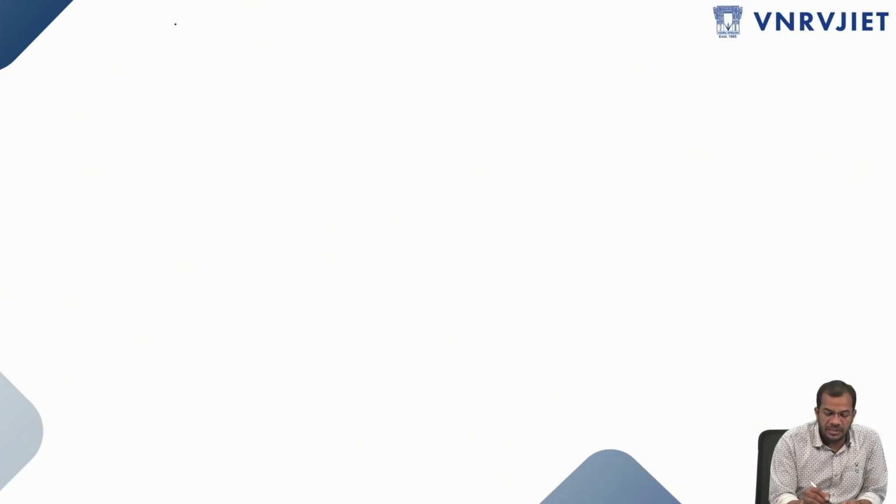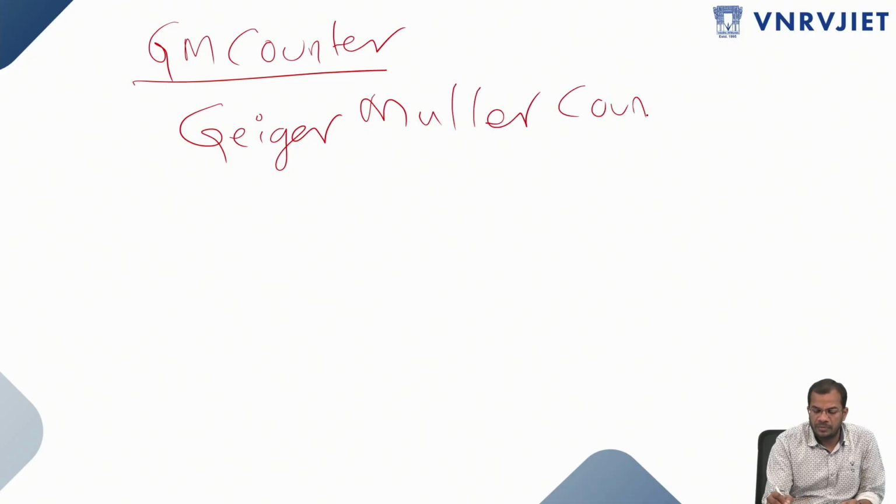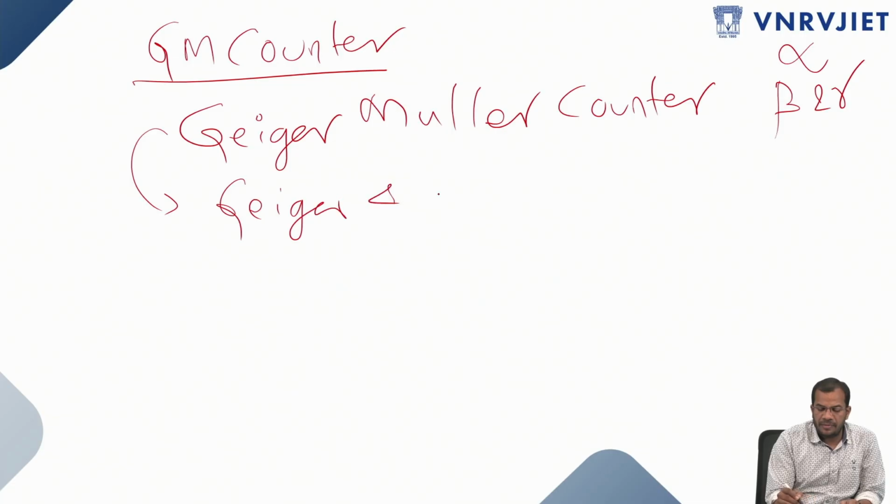Now, if you see the first one, that is GM counter. GM counter basically is nothing but Geiger Muller counter, which is used to identify beta and gamma radiation. Sometimes we can also use it for alpha particles or alpha radiations. So this was introduced by Geiger and Muller. So what exactly is a Geiger Muller counter, how it is used, what is the working principle, we'll see now.